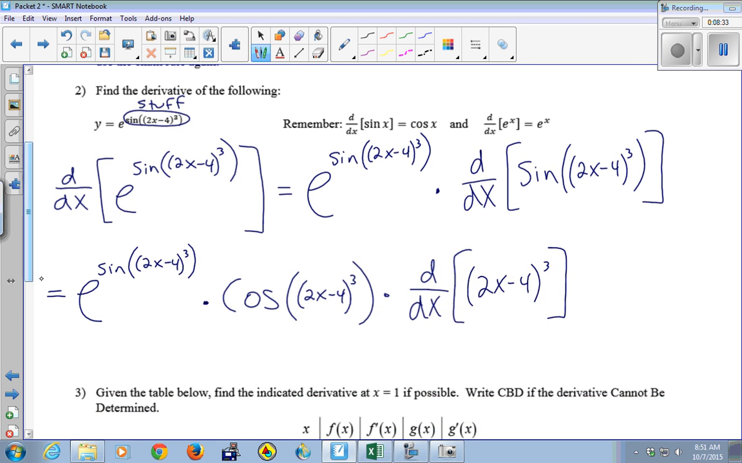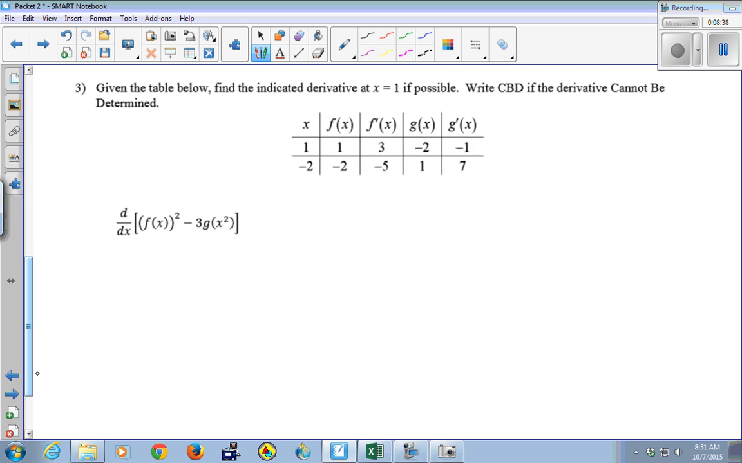All right, so that's a pretty complicated example. And then here's one that we defined numerically. So I didn't give you any formulas. I've just given you a little chart with some values of F and G and F prime and G prime. You've done something similar to this before with the product and quotient rules, but now we're using the chain rule. Okay. So I want to find the derivative at x equals 1 of this function, f of x squared minus 3 times g of x squared.